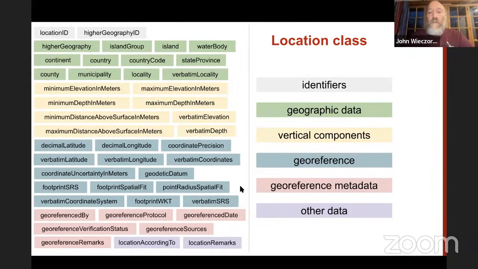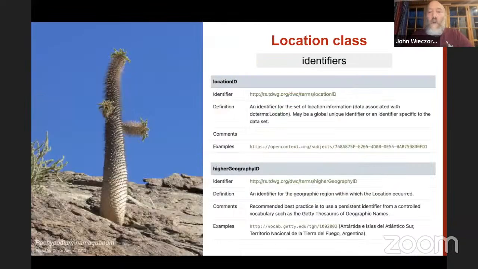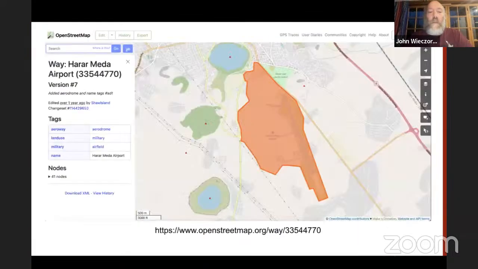So the first thing we're going to do is talk about the identifiers. There are two of them. There's the location ID and there's a higher geography ID. I'm not going to be reading the definitions of terms as we go through this presentation because they are, first of all, available in the Darwin Core Quick Reference Guide. And second of all, they have been covered in some capacity already in previous presentations.